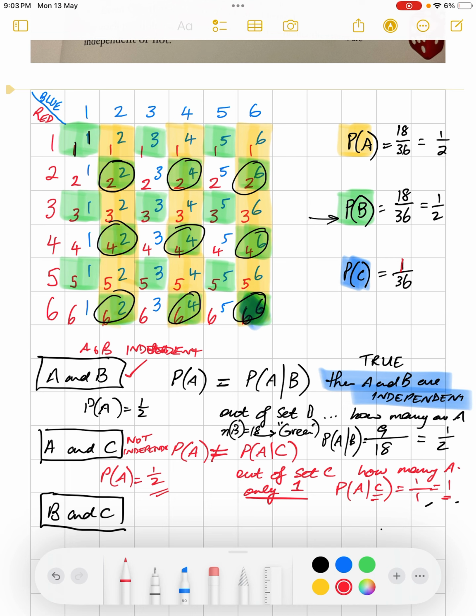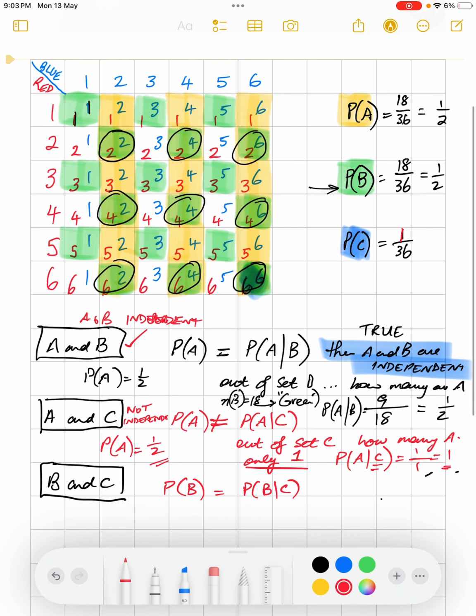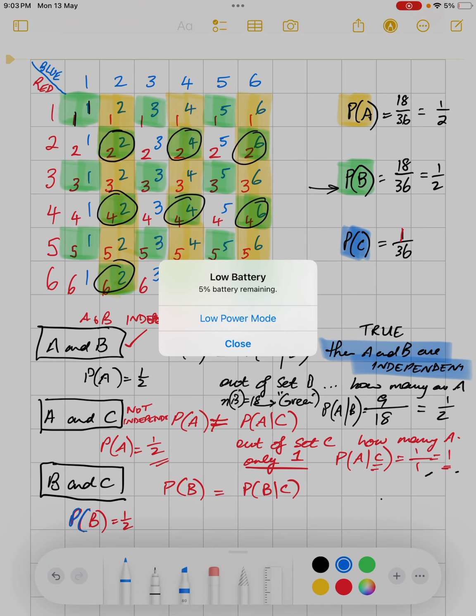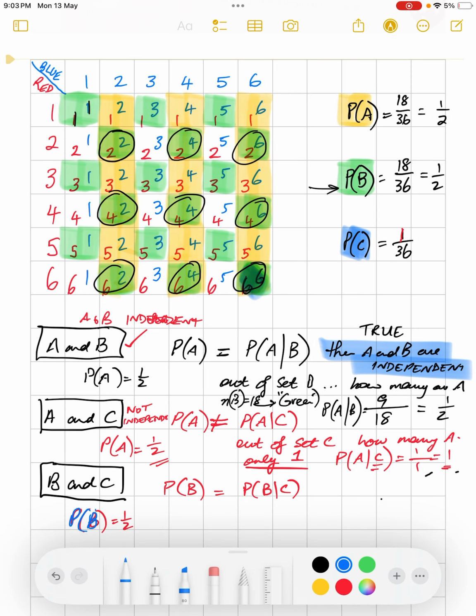Now, are B and C independent? Well, does the probability of B equal the probability of B given C? We've already established the probability of B is a half. All right, so let's change this to blue. So what's the probability of B given C? Out of set C, how many are B?